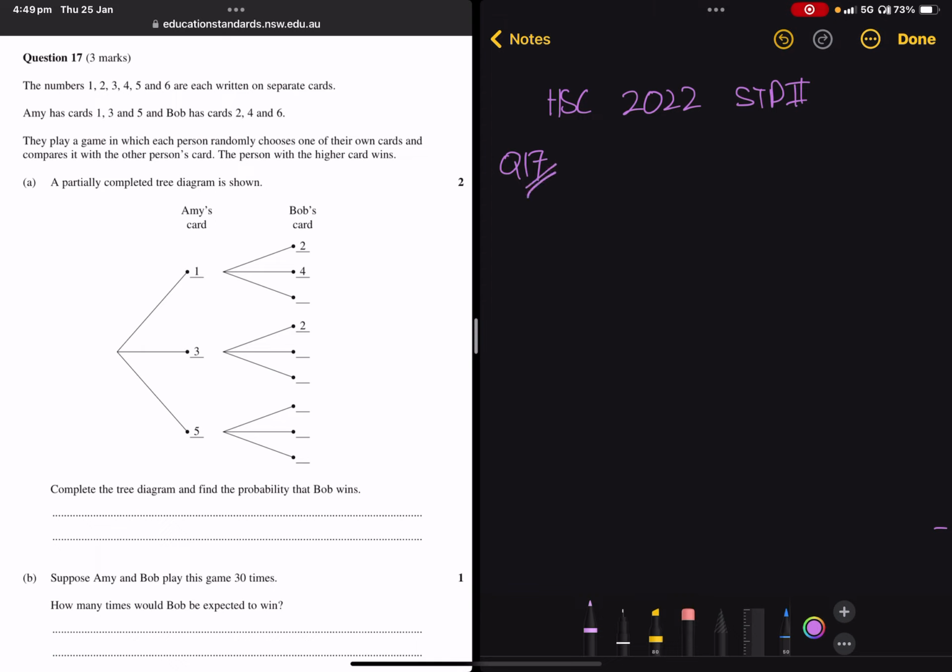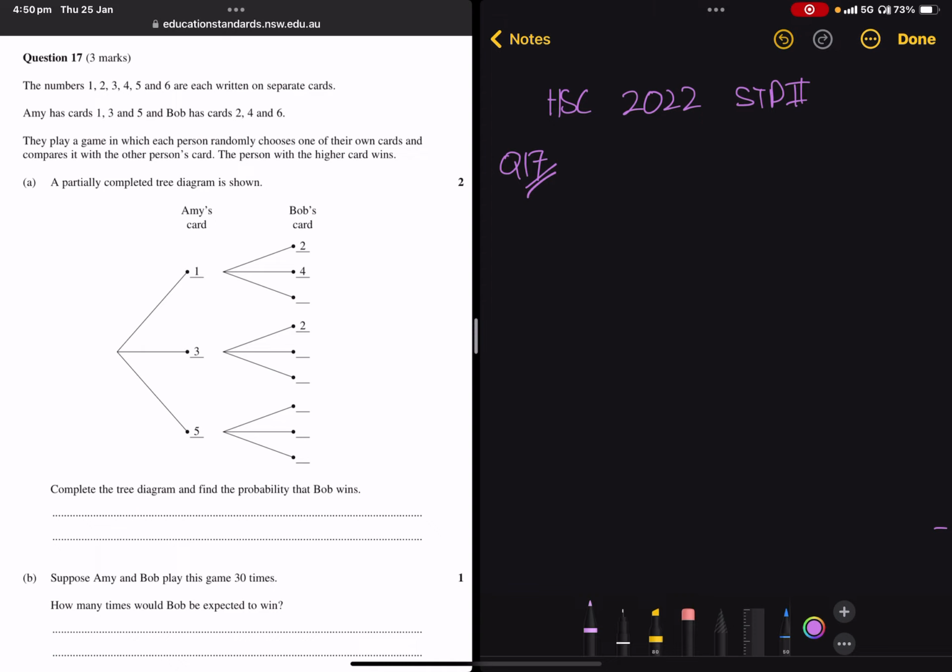So we're told the numbers 1 through 6 are each written on separate cards. Amy has cards 1, 3 and 5, Bob has cards 2, 4 and 6. They play a game in which each person randomly chooses one of their own cards, compares it with the other person's card. The person with the higher card wins. We have to complete the tree diagram and find the probability that Bob wins.